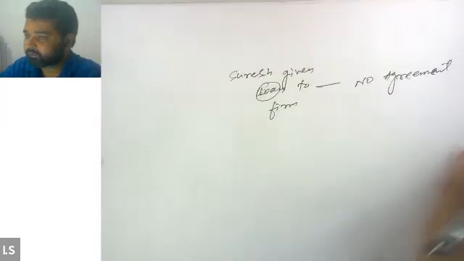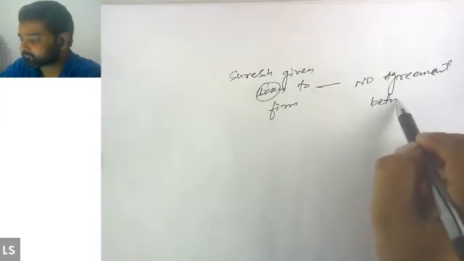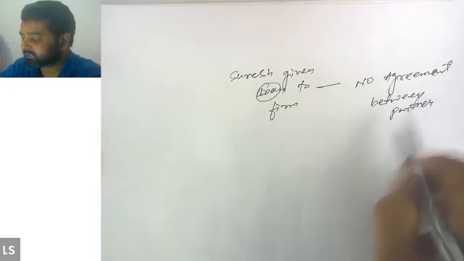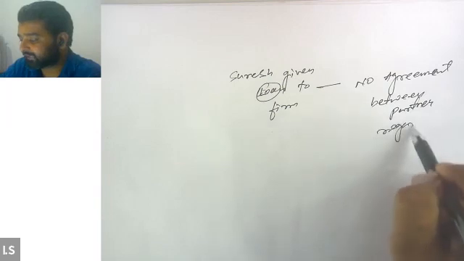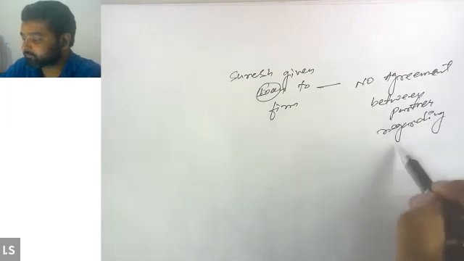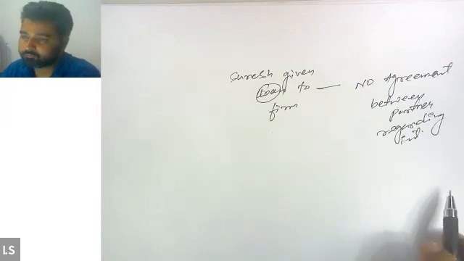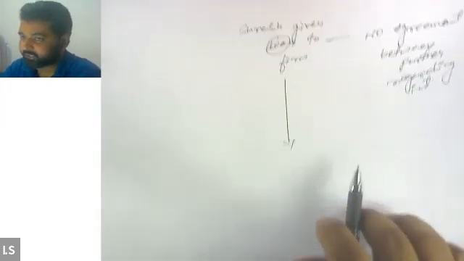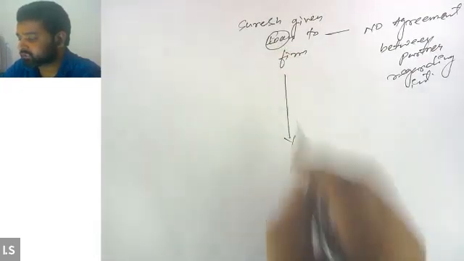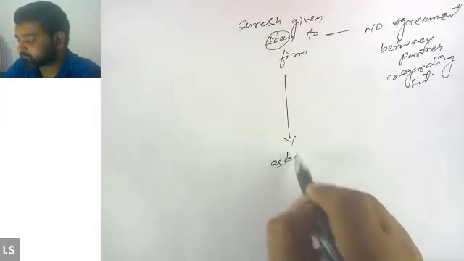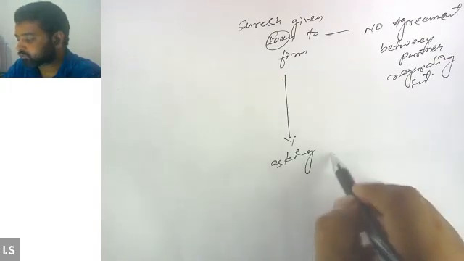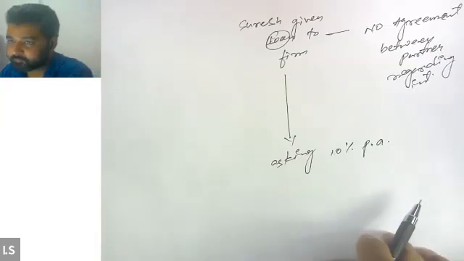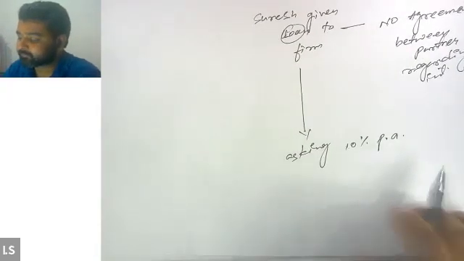There was no agreement between the partners regarding payment of interest. At what rate interest will be paid is not agreed among the partners. Now, after a certain period of time, Suresh is asking to pay interest for his loan at the rate of 10% per annum. Now, the answer is very simple.